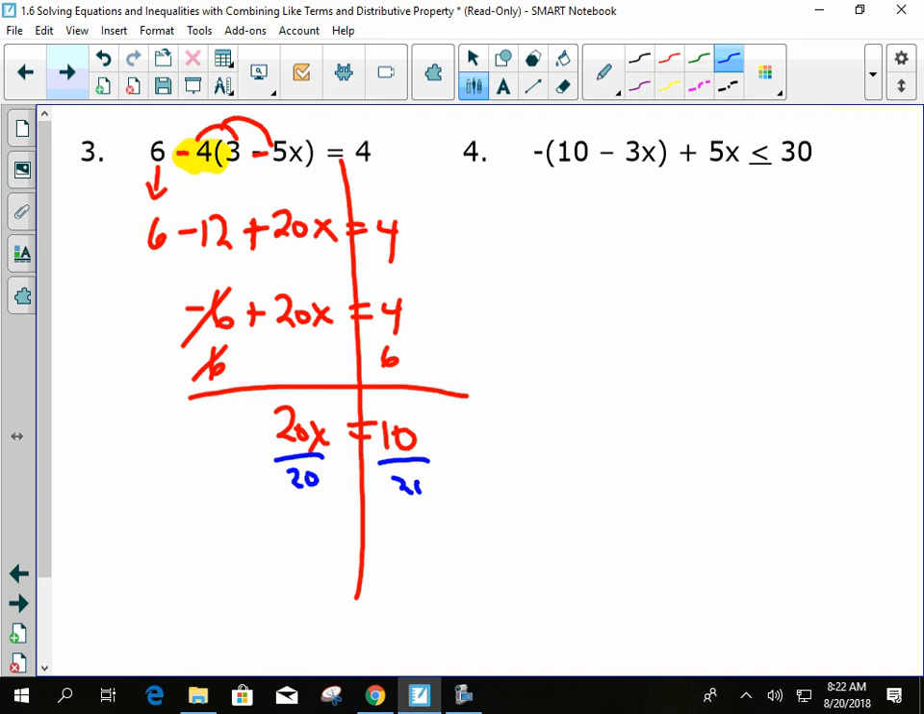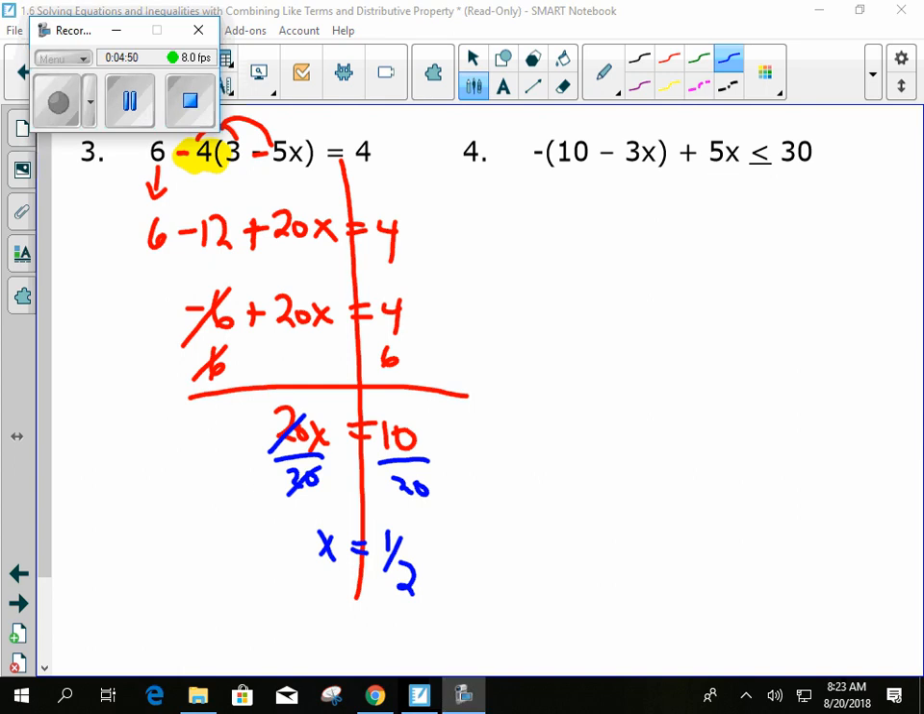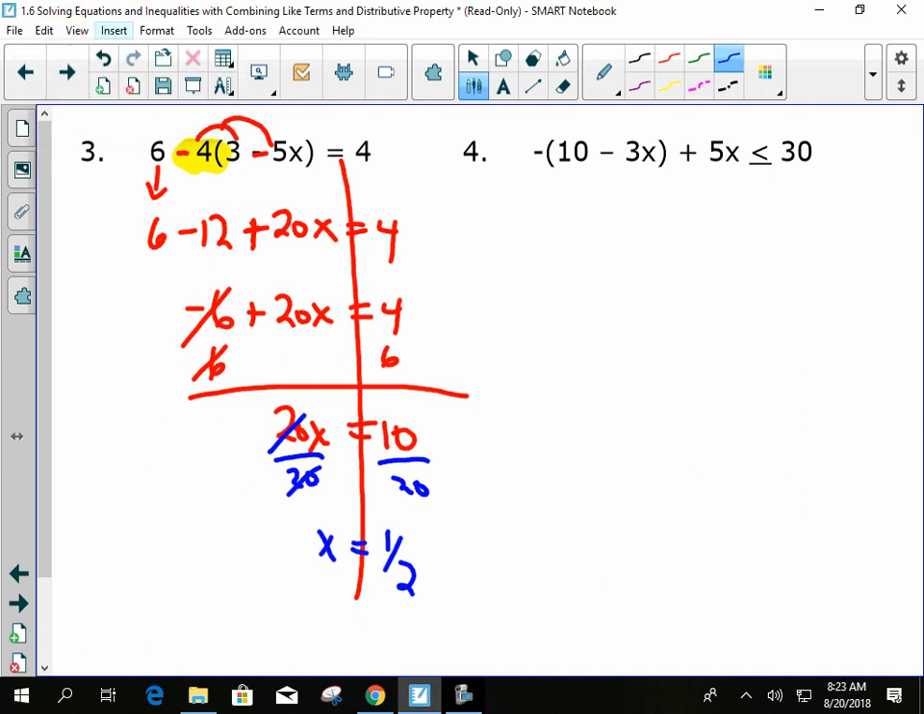Now this is a secret that you need to learn. The 20s cancel. X equals 1/2. If the bigger number is on the bottom of your fraction, you're not going to get a whole number. This cannot be 2 because 20 is on the bottom. It's 1/2. Please just put it in your calculator. Everybody put 10 divided by 20 in your calculator. Okay, yes, we got 1/2, not 2.